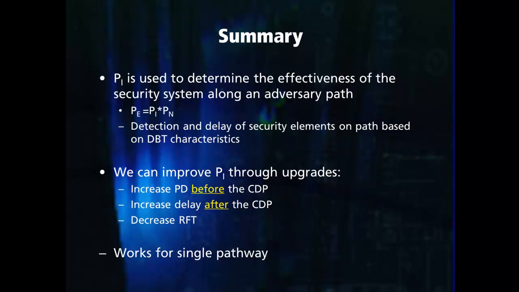In summary, the probability of interruption is used to determine the effectiveness of the security system, along with the probability of neutralization. We quantify it using detection and delay elements of the security system, as well as the characteristics in the design basis threat. The probability of interruption can be improved in a number of ways: by adding or improving detection before the CDP, by increasing delay after the CDP, or by decreasing the time it takes for the response force to respond.